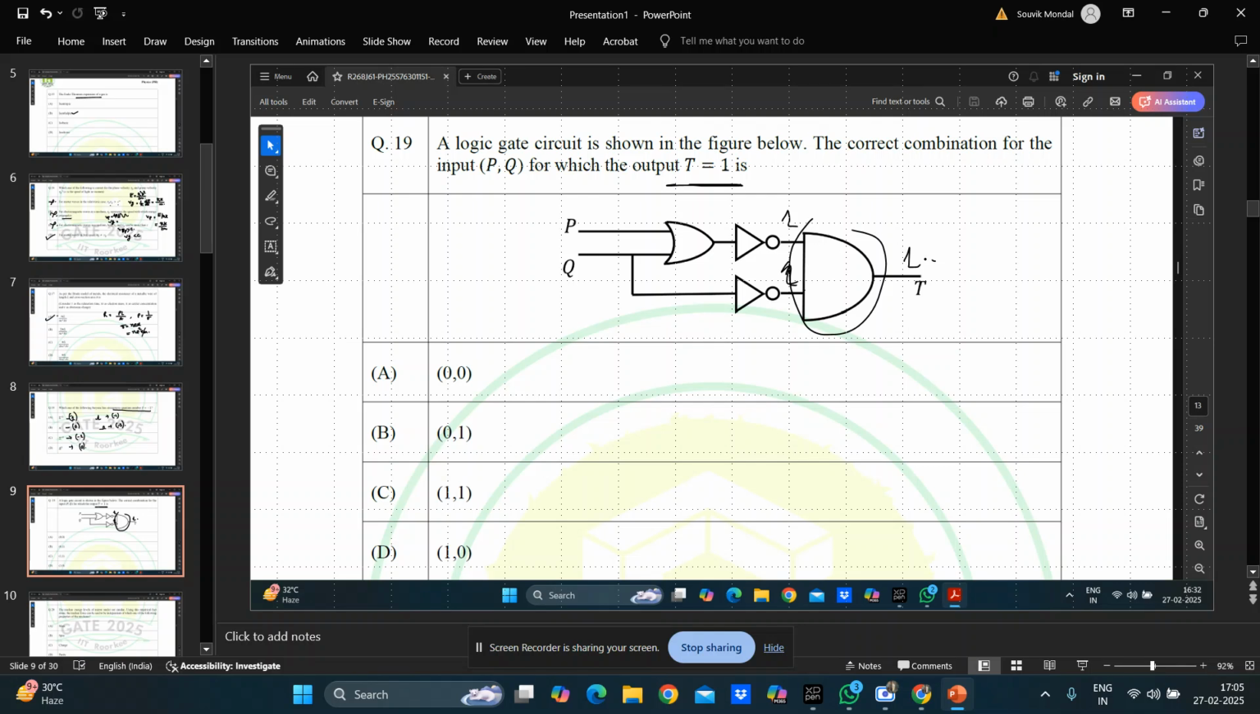Otherwise your AND gate output will not be equal to 1. Now go further backward, do a backward interpolation, like this is going backward. So to get 1, both of these outputs should be 1. To get both of these as 1, both inputs should be 0, because this is a NOT gate. Now to get 0, q should be equal to 0, and to get p plus q equal to 0, this should also be equal to 0, because otherwise 1 plus 0 is 1, right? So option A is the only correct one.